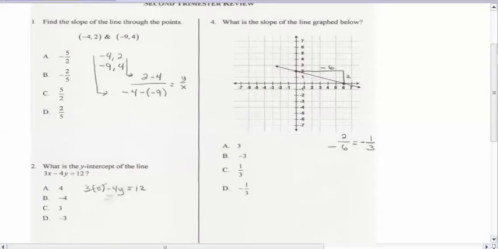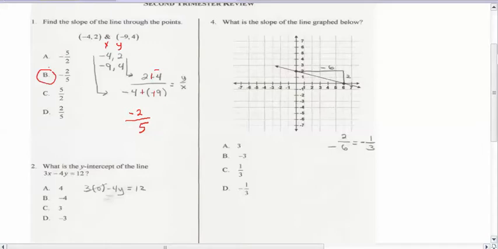Remember, your y is over your x, so your y's go on top, your x's go on the bottom. So we're going to keep, change, change, keep, change, change, and we get -2 over -4 + 9, which is +5. So we're looking for a -2 over 5, which is letter B.